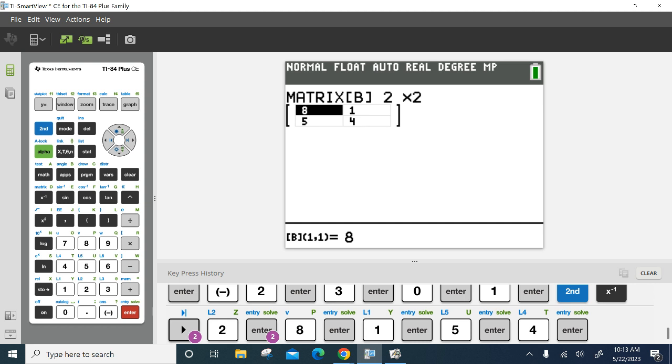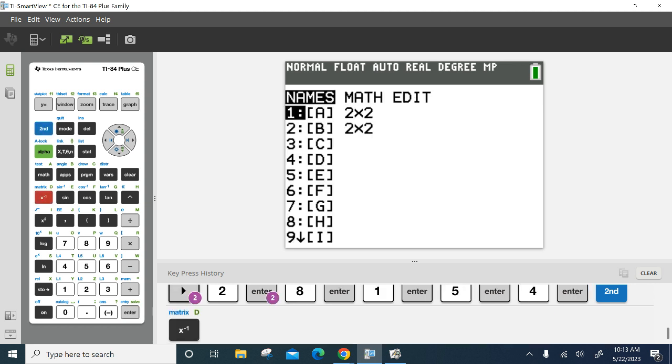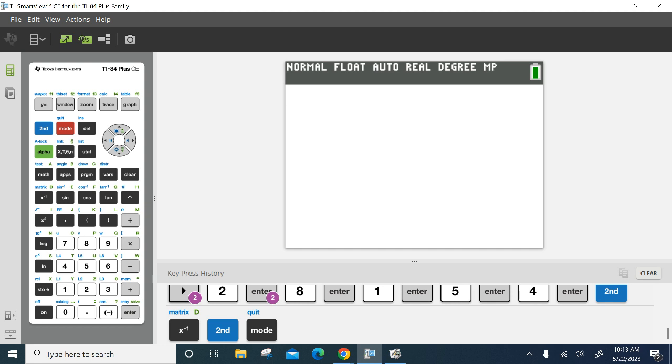Everyone have A and B, because now it's something a little different now. Everyone has A and B typed in. When you want to do any operations, add, subtract, multiply, you need to do it on a blank screen. I am not going to go back to second x to the negative 1 here. I'm going to go second quit. I want a blank screen before we do any matrix operations.